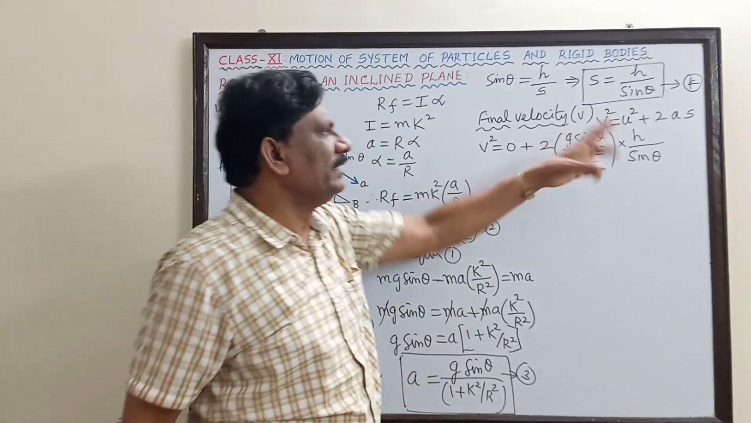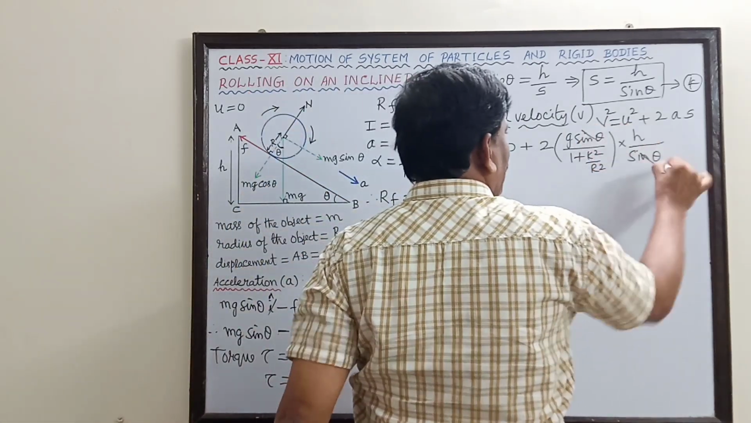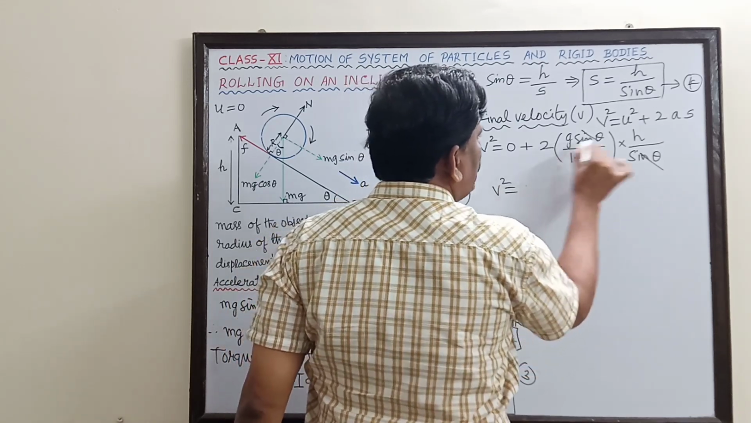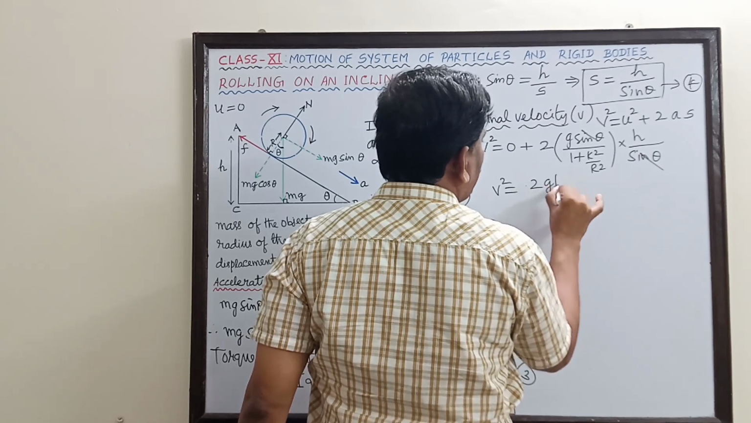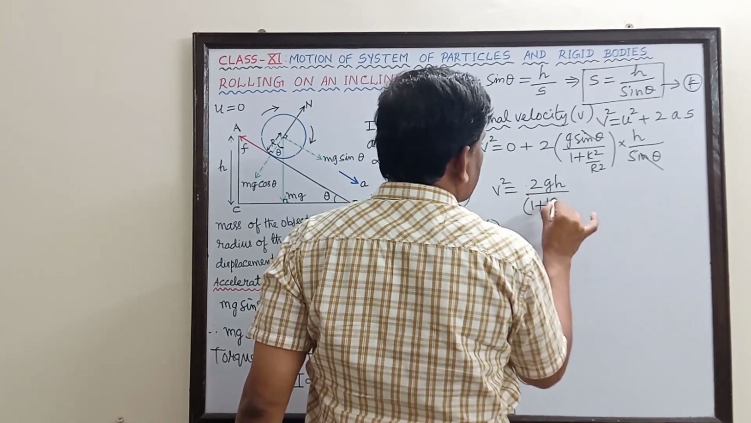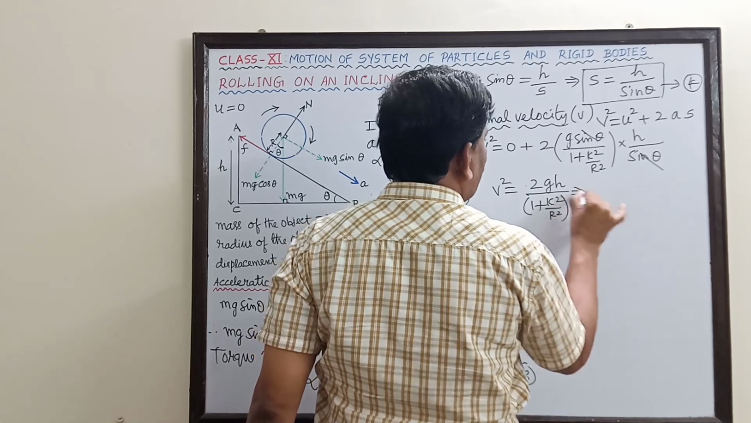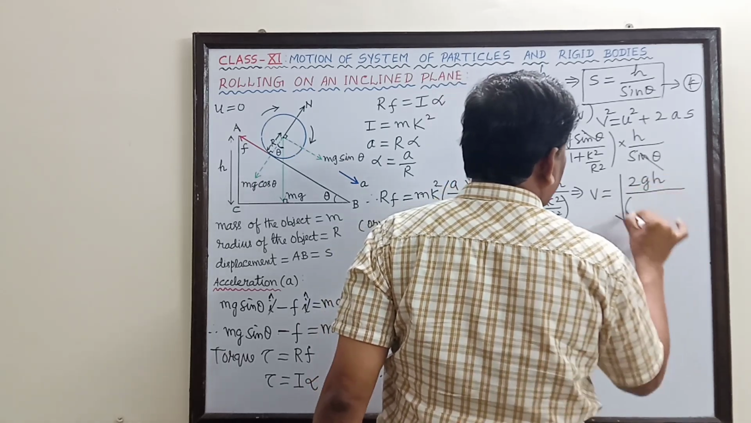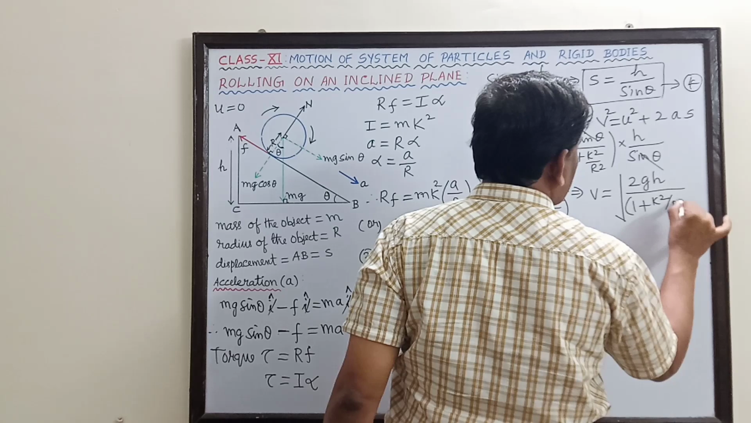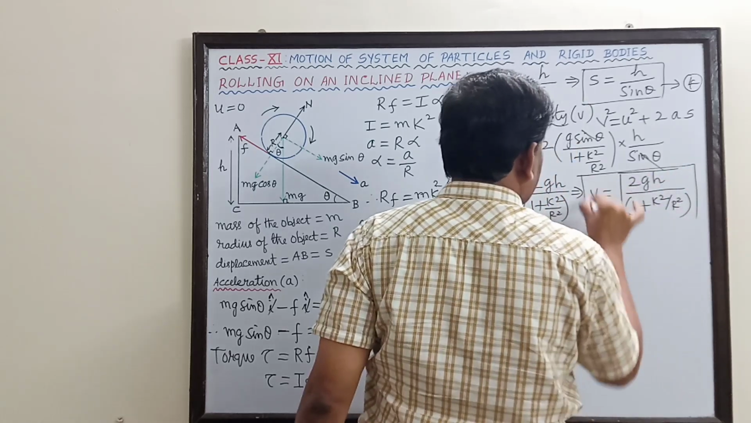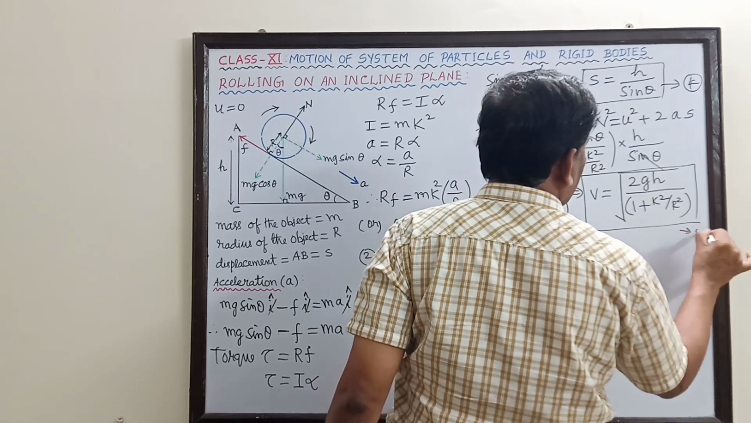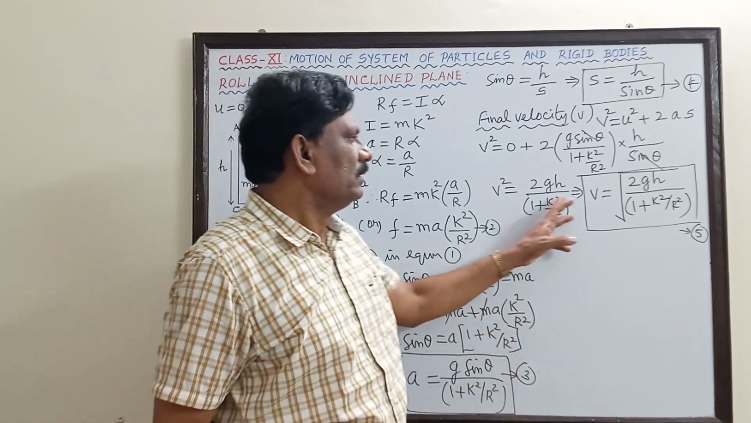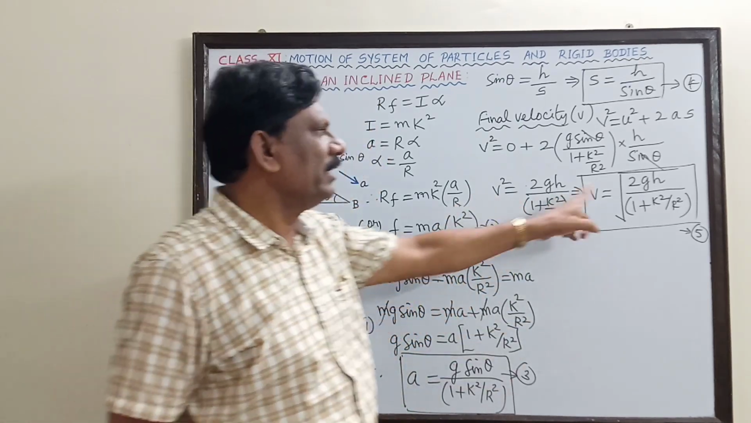So sin theta can be cancelled, and the remaining will be v square is equal to 2gh divided by 1 plus k square by r square. This implies v is equal to the square root of 2gh divided by 1 plus k square by r square. So this is another derivation, and this is equation 5. So we got the expression for v square and we took the square root.